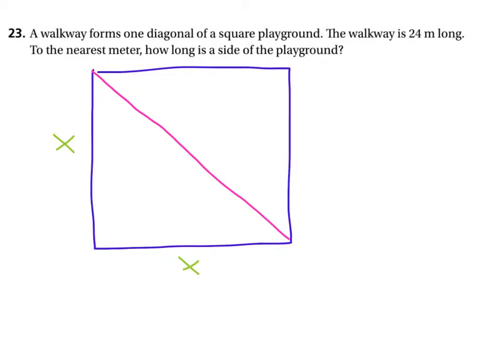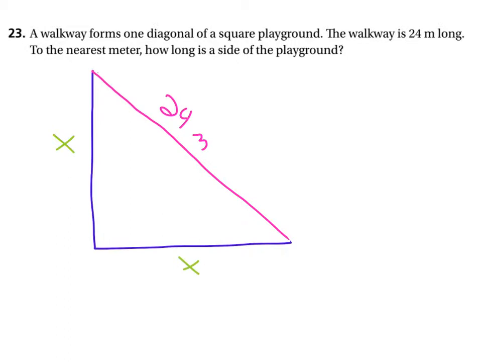So when it says there's a diagonal where the walkway is, like this, essentially what do we have then? If they say that the walkway is 24 meters long, and they want to know how long is the side of the playground, then even though we're seeing a square, I'm going to get rid of the portions of the square that are not relevant to us, because we really want to be treating this right now like a triangle to find that length.